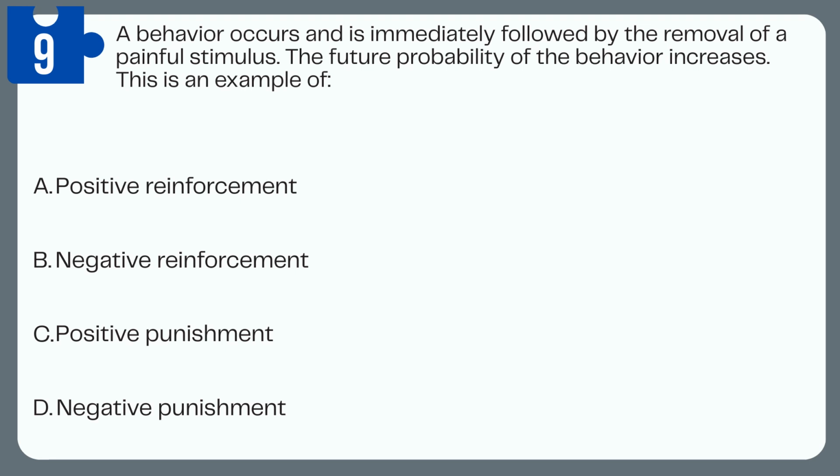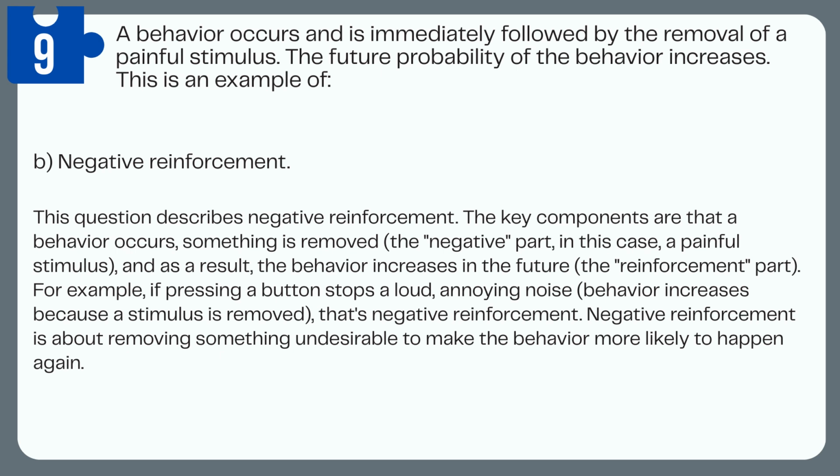Question 9. A behavior occurs and is immediately followed by the removal of a painful stimulus. The future probability of the behavior increases. This is an example of A. Positive reinforcement. B. Negative reinforcement. C. Positive punishment. D. Negative punishment. Answer B. Negative reinforcement.